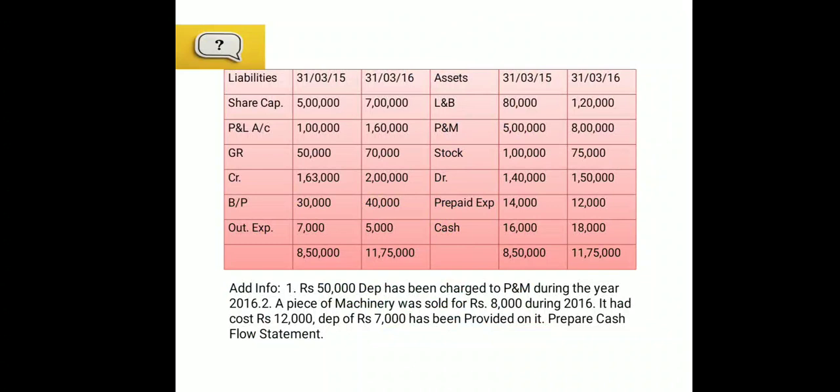As usual, I hope by now you know very well how I solve. First we discuss the question and decide which item is going to get what heading, and where we need to post it. Continuing with the same method, I am going to first check the liabilities. We have share capital, and comparing both years, in 2015 the amount is 5 lakh and in 2016 the amount is 7 lakh.